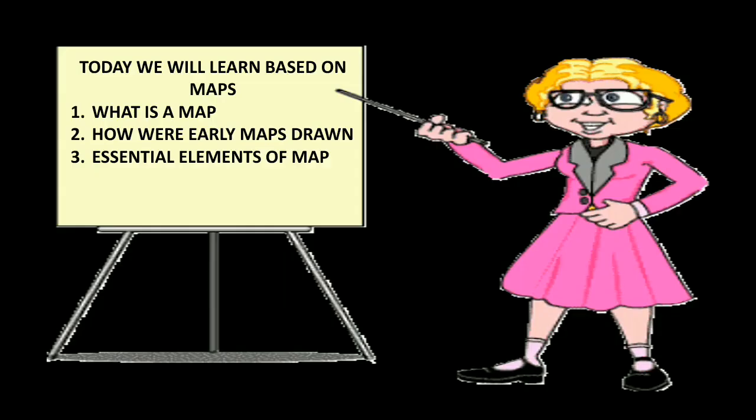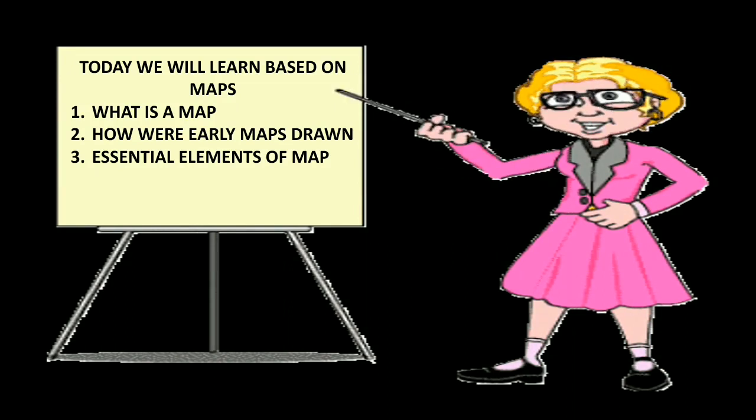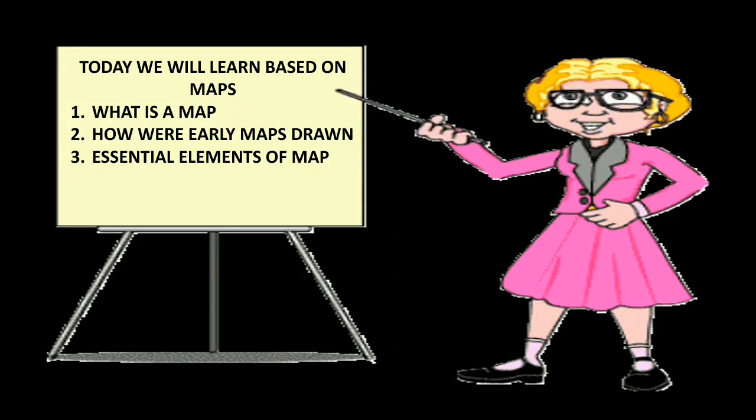So today, what will we be learning from this chapter? You'll be learning about what a map is, how maps came into form from a very early age and how they were drawn. And number 3 will be the essential elements of a map. Why is it essential? What are the essential things that are needed for drawing a map? Those are the things that you'll be learning today.